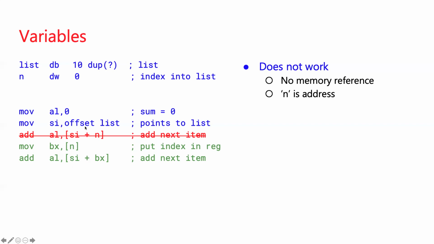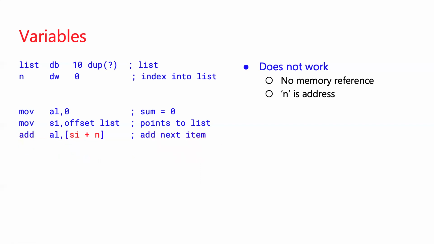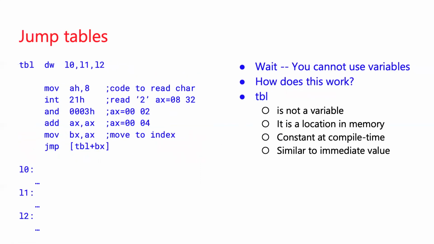SI, we already made it a pointer to the start of the list. Now BX had whatever N contains. So if N contains a 3, this will look up element number 3 on that list. You just had to copy it to a register before that would work. That's all the new material I'd hoped to cover. So we're done. We had a question a moment ago, which may have been answered.